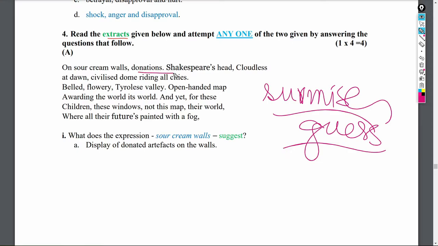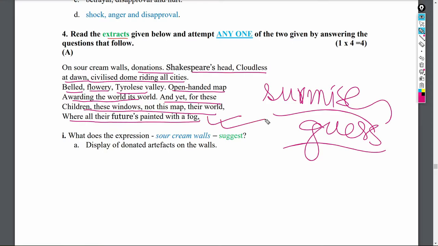Donations, Shakespeare's head, crownless, done, sibilest, dome riding, all seat is very flowery, trirule is barely open-handed map, a warning to the world, its world, and yet for these children this window is not this map, their world wherein all the futures painted with a fork.